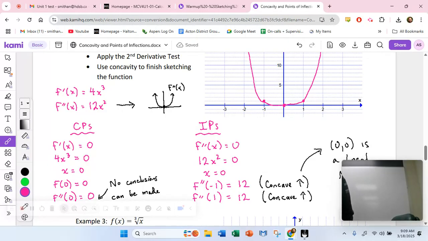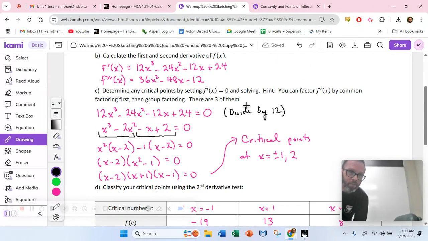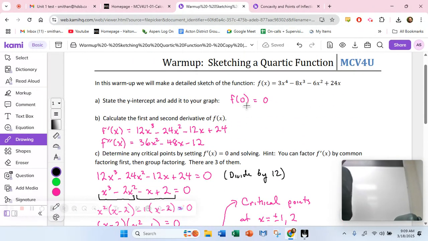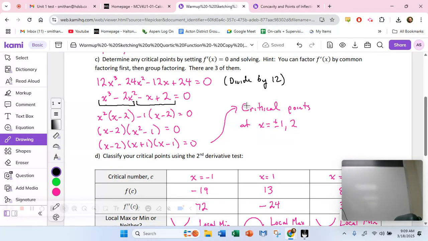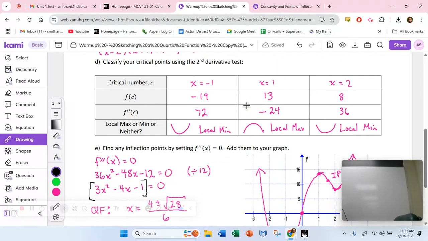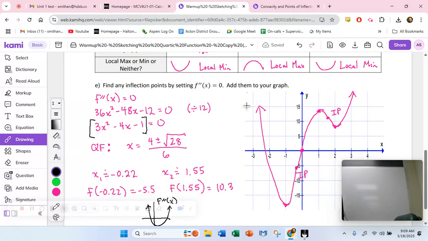You know, just anecdotally, even though this warm-up problem had a lot of math, we solved a lot of equations, in my opinion, everything was kind of cut and dry. There was a y-intercept. When you took the first derivative and set it to 0 and solved, you got 3 critical points. And when you applied the second derivative test, it was crystal clear: local min, local max, local min. And when you found inflection points, you set the second derivative to 0, you got 2 different answers, it was clear they were inflection points, and everything kind of fit together.